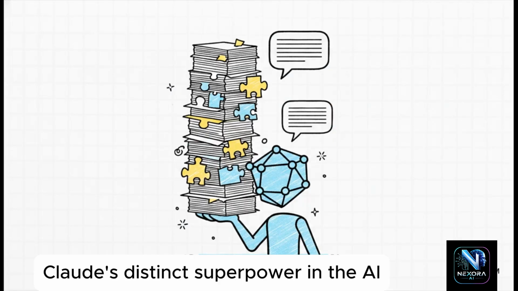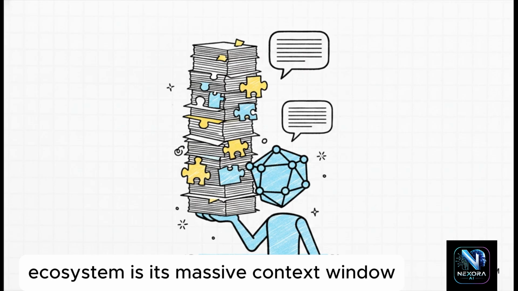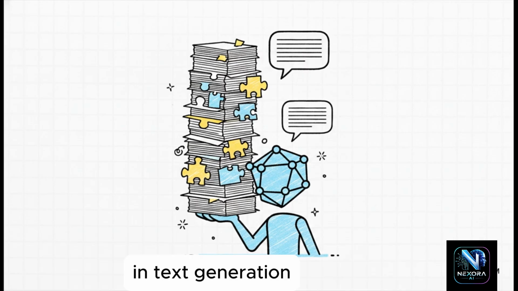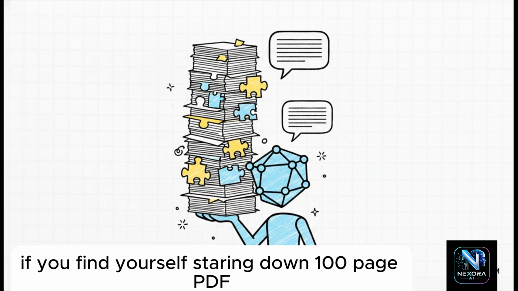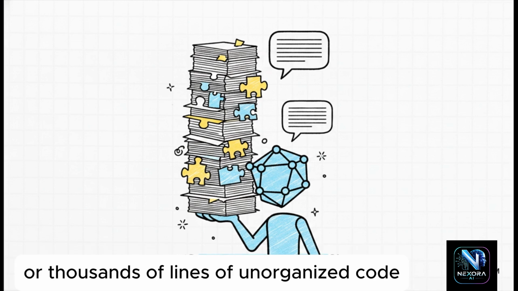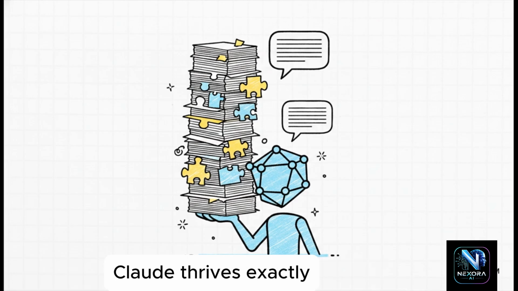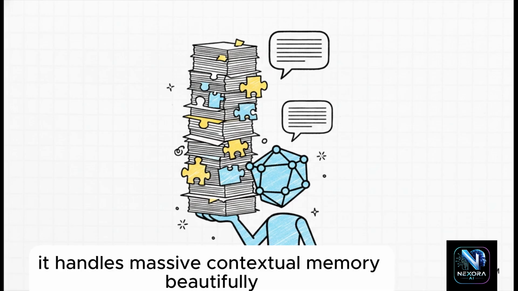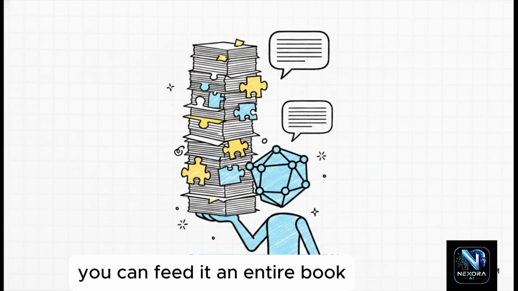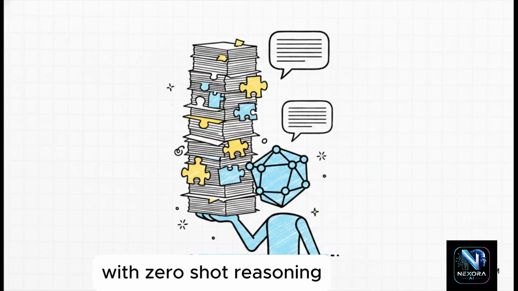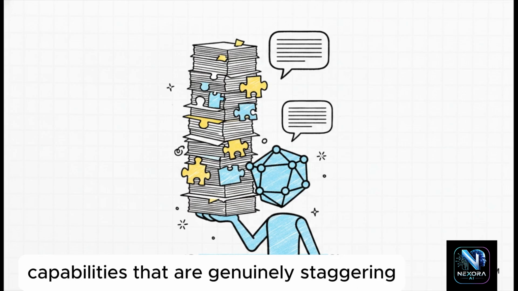Claude's distinct superpower in the AI ecosystem is its massive context window combined with incredibly high emotional intelligence in text generation. If you find yourself staring down a 100-page PDF, a super dense legal contract, or thousands of lines of unorganized code, Claude thrives exactly where other models tend to lose track of the plot. It handles massive contextual memory beautifully. You can feed it an entire book and ask it to identify subtle thematic inconsistencies, and it'll parse that massive data set with zero-shot reasoning capabilities that are genuinely staggering.